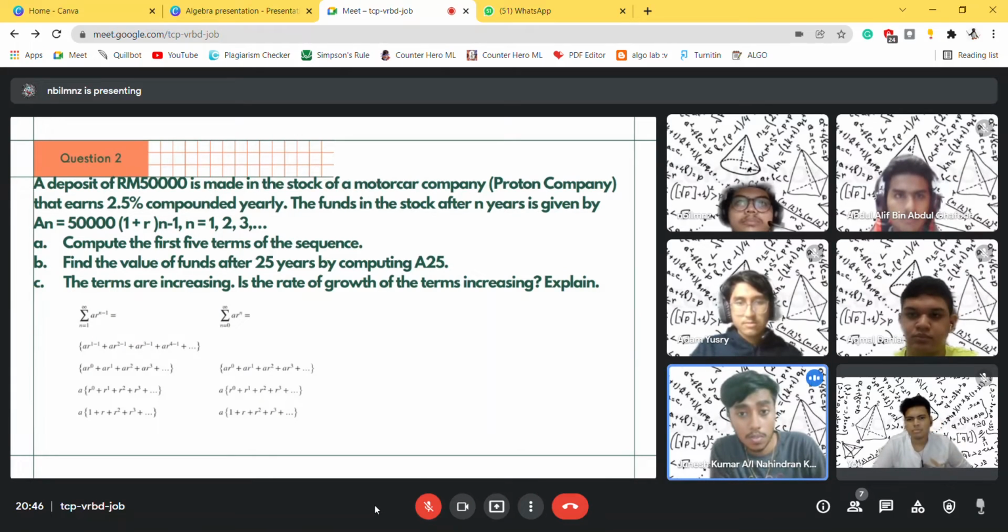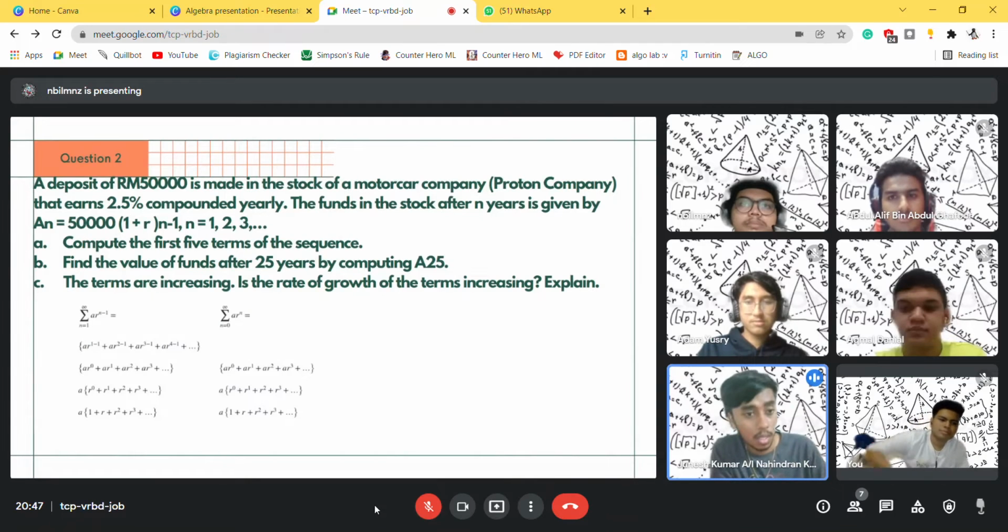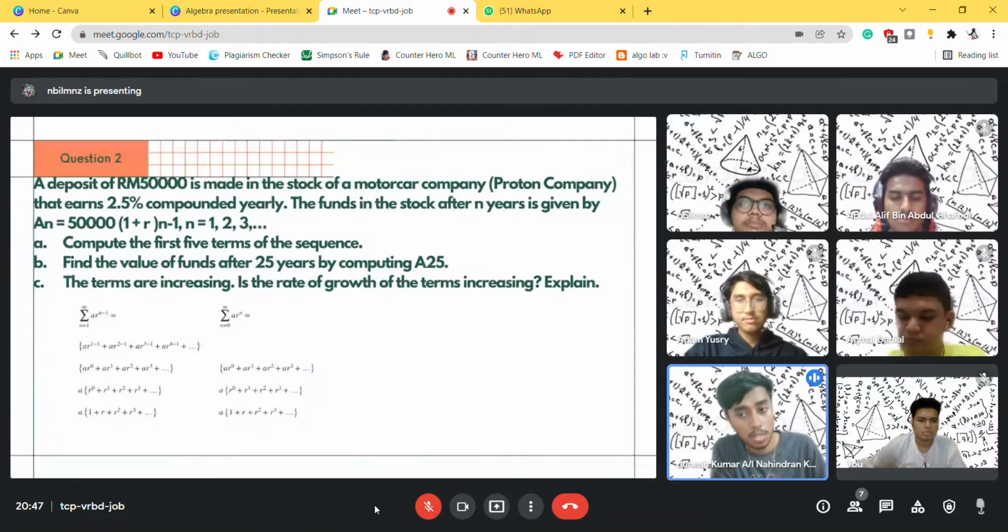The fund in the stock after n years, n being a variable, is given by a formula: A_n is equal to 50,000 (1 + r)^(n-1), and n is equal to 1, 2, 3, continuing progressively. So based on the main question, we have 3 sub questions. A, compute the first 5 terms of the sequence. B, find the value of the fund after 25 years by computing A25. C, the terms are increasing. Is the rate of the terms increasing? Explain.